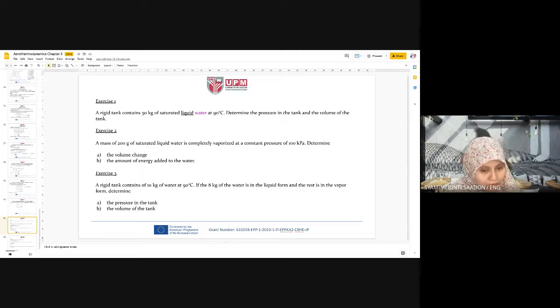Next one, volume of the tank. There are two methods to solve this one, because we have the table and we are given the mass. So maybe we try the first one first, with mass.